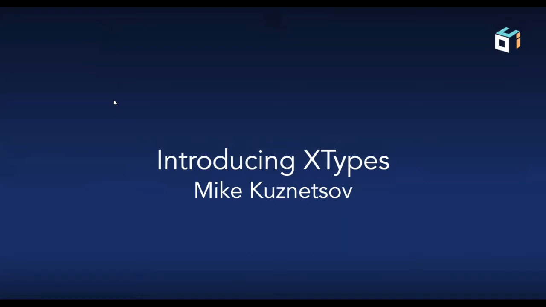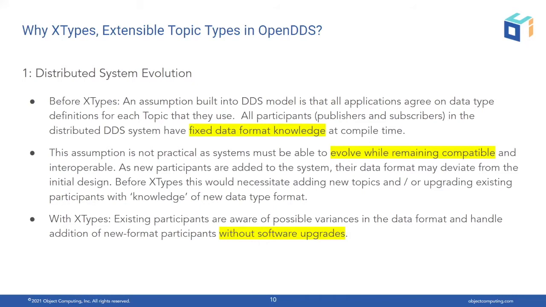So why Xtypes? What is missing from DDS? What kind of system design scenarios can Xtypes help with? The problem Xtypes solves is rooted in the connection between the topic and its data format, which without Xtypes has to be resolved at compile time. Without Xtypes, any changes to the data format force modification to the existing topic or an introduction of a new one and require rebuild of all participants.